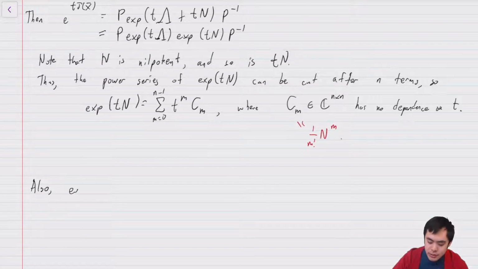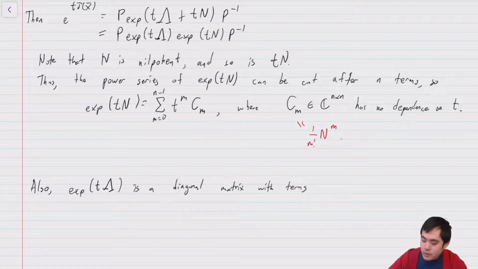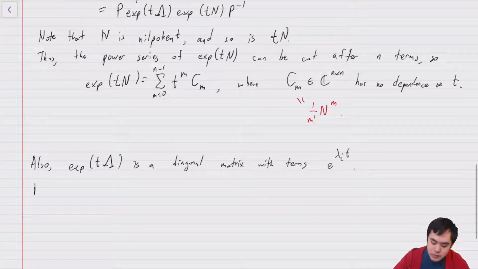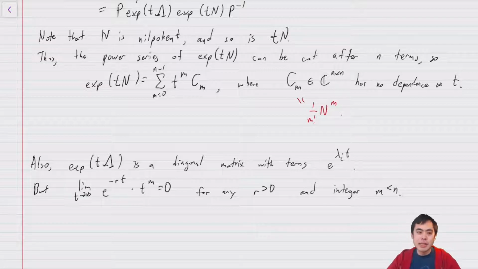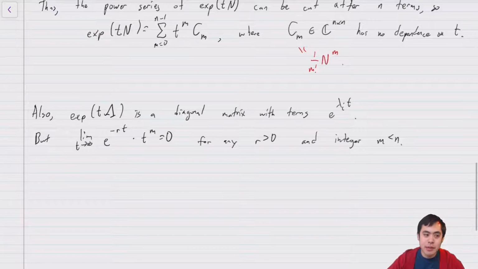Also, the exponential of t lambda is a diagonal matrix with terms e to the lambda_i t. But we know that the limit as t goes to infinity of e to the minus r t times t to the m is equal to 0 for any r greater than 0 and integer m. Well, we'll say m less than n because that's what we know here, but it doesn't really matter, as long as it's some finite integer.